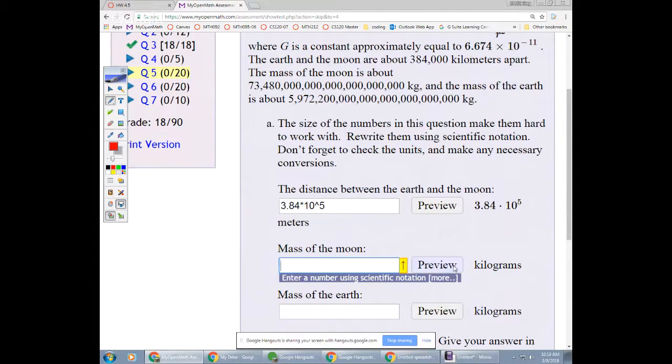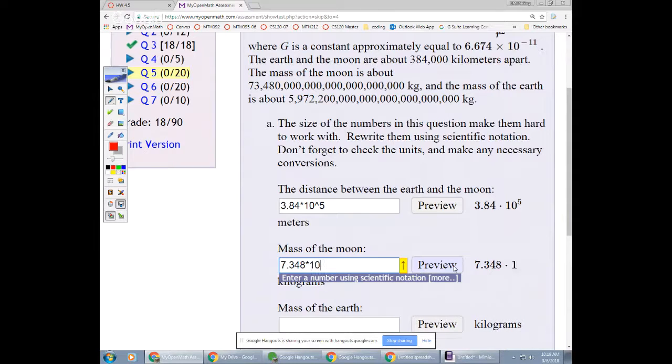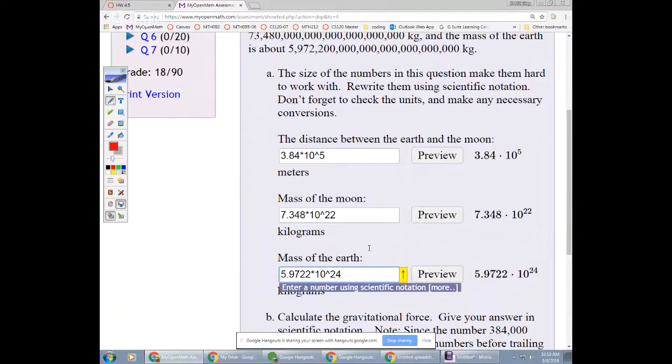So 22. Does it want the whole number? Maybe 7.348 times 10 raised to the power 22. And then 1, 2, 3, 4, 5, 6, 7, 8 groups of 3. That would be 24. And then it's going to be in the right spot because that puts me right at that comma right there. So it looks like this one is 5.9722 times 10 raised to the 24th.